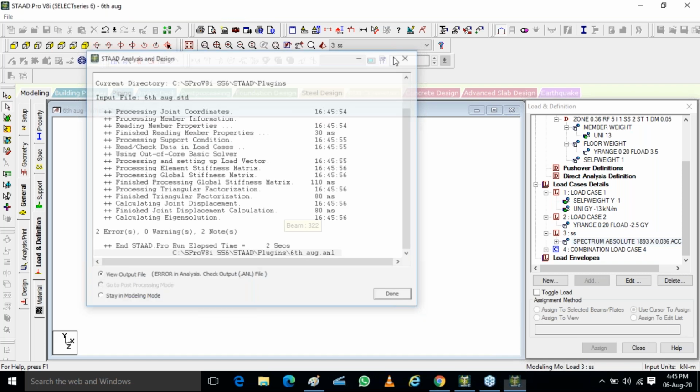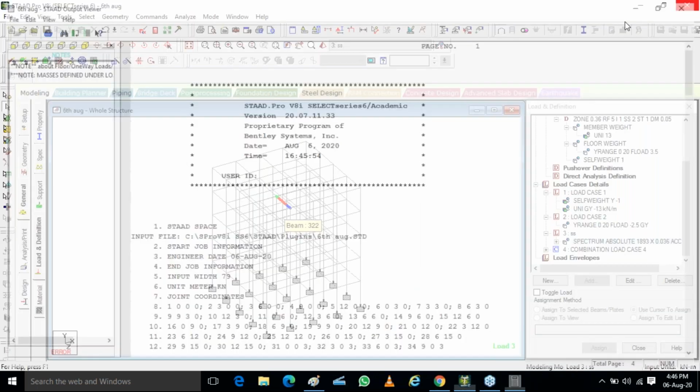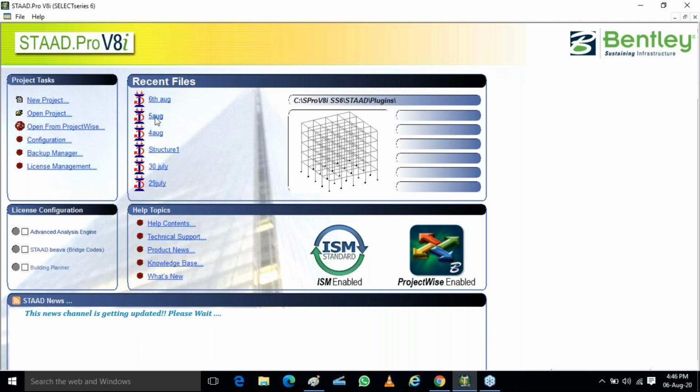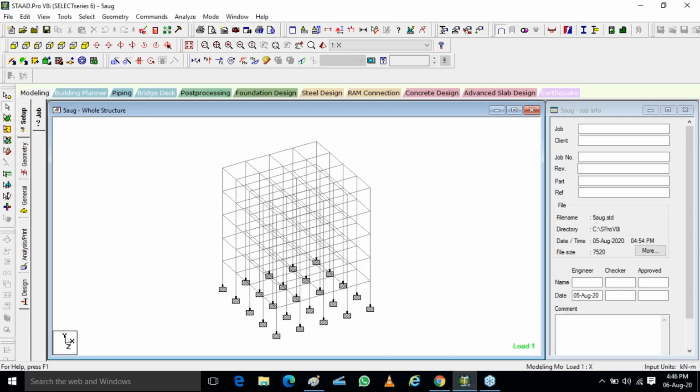Okay, guys, I think let's do it again in another file. We'll close this and open yesterday's file and do the response spectrum analysis in this. There is some error in our recent file. I don't know what is happening. I have to check it from the start with the coding file.